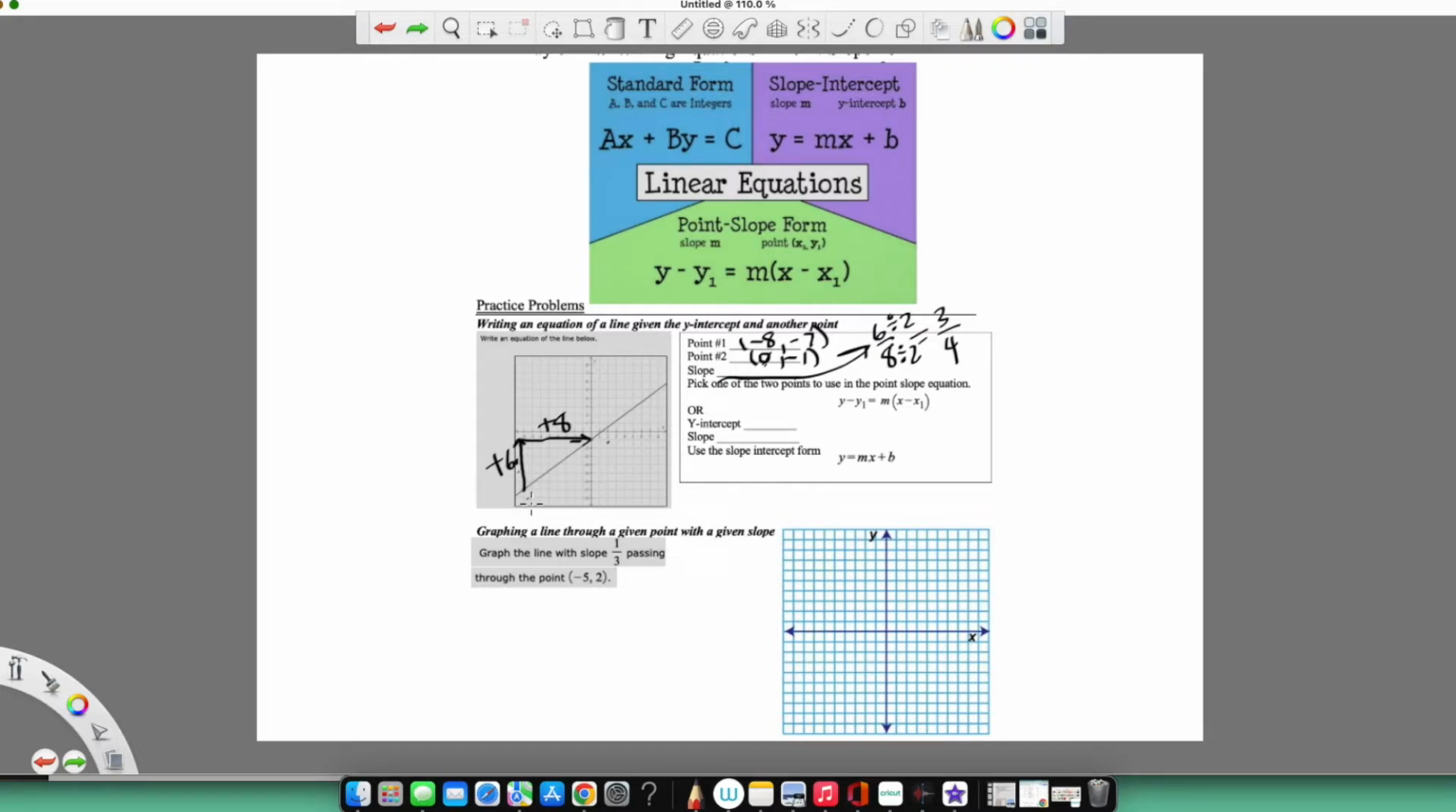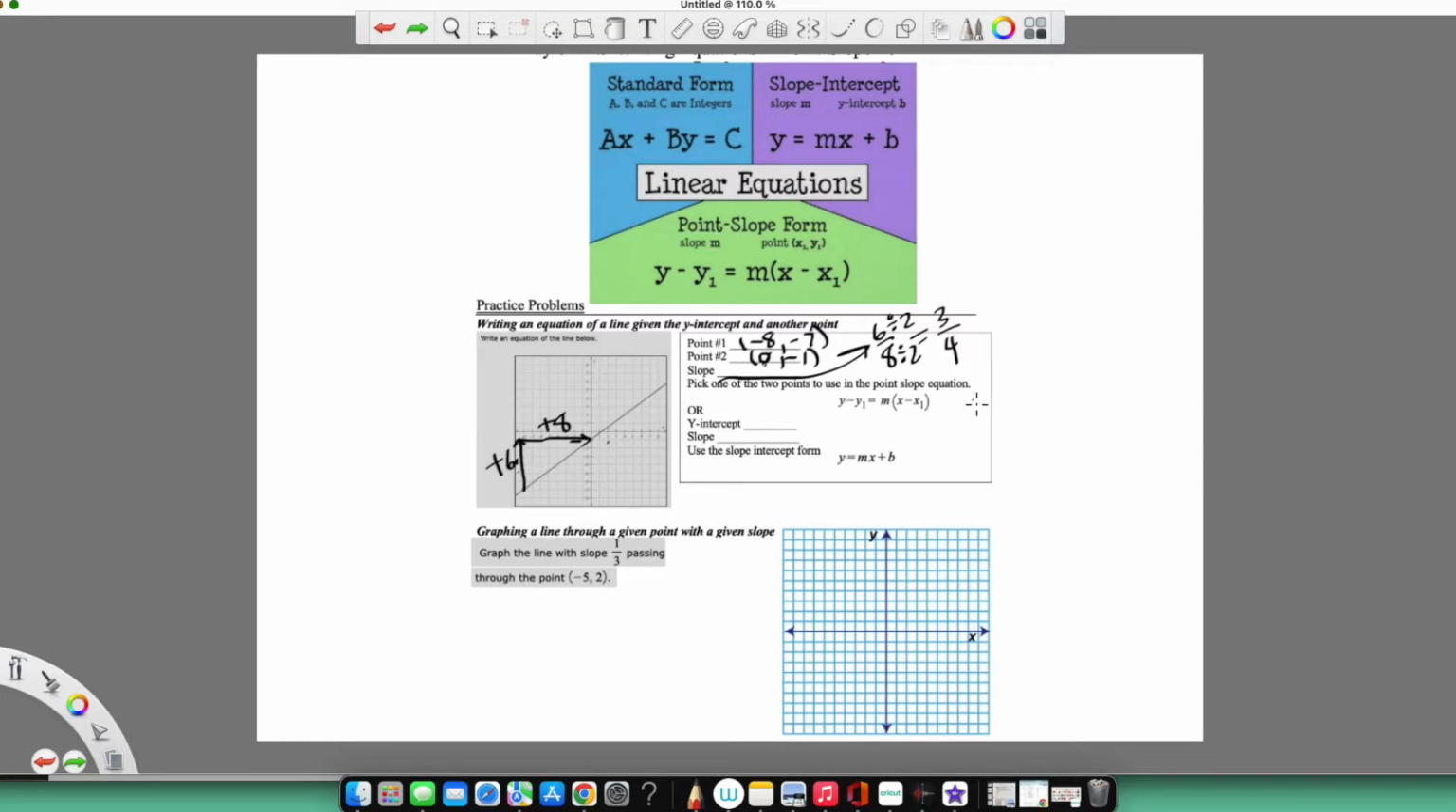So don't draw your own grid paper, and be as neat as you possibly can when you are drawing this. So use a ruler or a straight edge, like a piece of paper when you're drawing the line, things like that, so that you're nice and neat. So you're going to pick one of the 2 points to use in your point slope equation.